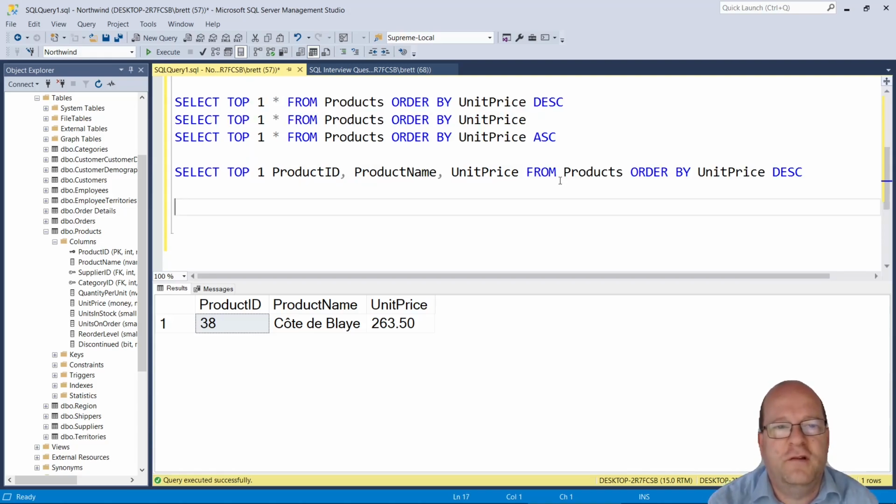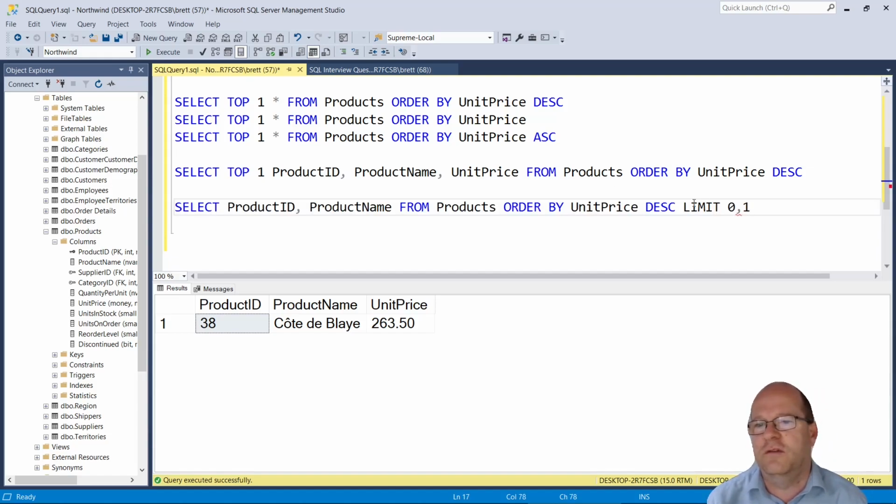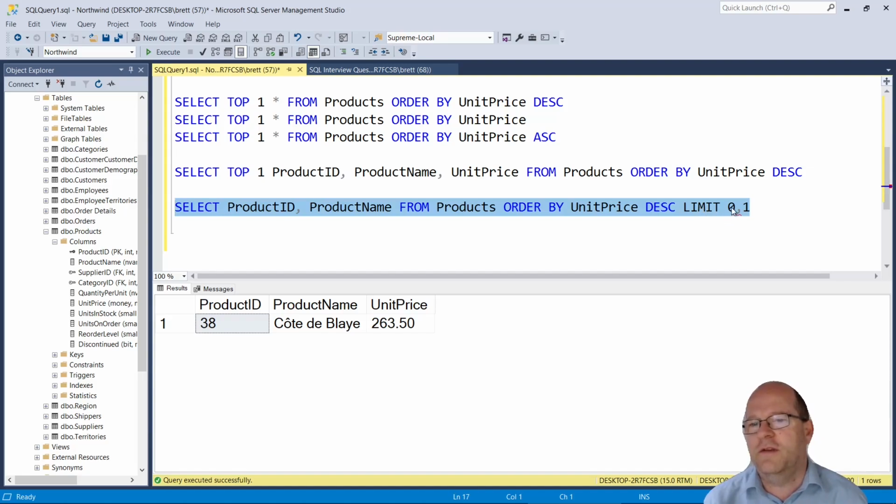I should just mention that top may be a trick question occasionally because top is only for SQL Server. It won't work with other databases. If you want to do the same query in MySQL, then you use limit. So it won't actually work in this database, but we put limit 0, that means the first record, and 1 is the number of records. So this one will just return 1 record.